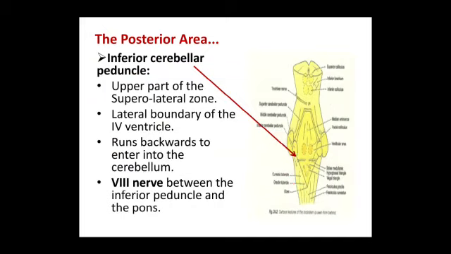Now coming to the posterior area, the lower part of the inferior cerebellar peduncle. This peduncle lies in the upper part of the superolateral zone. So it forms the lateral boundary of the fourth ventricle. This peduncle runs backwards to enter into the cerebellum. The eighth nerve nuclei lie between the inferior peduncle and the pons.